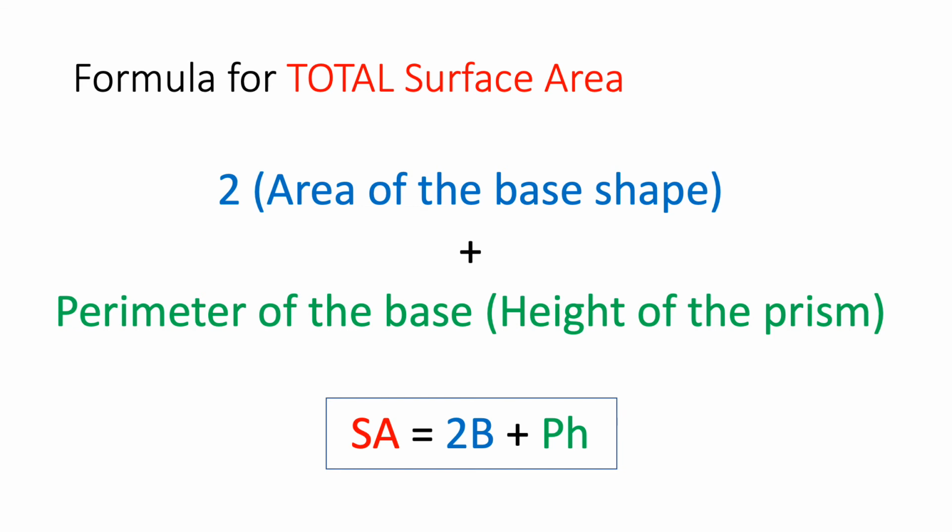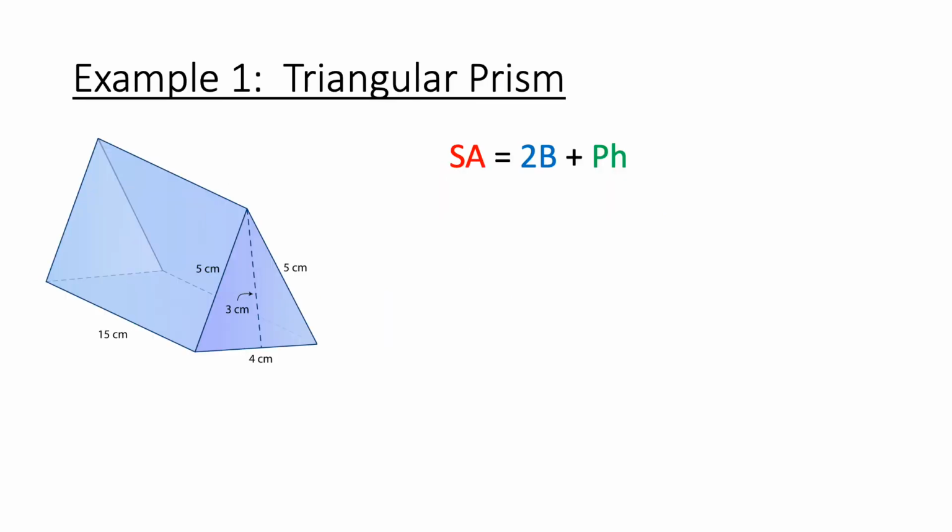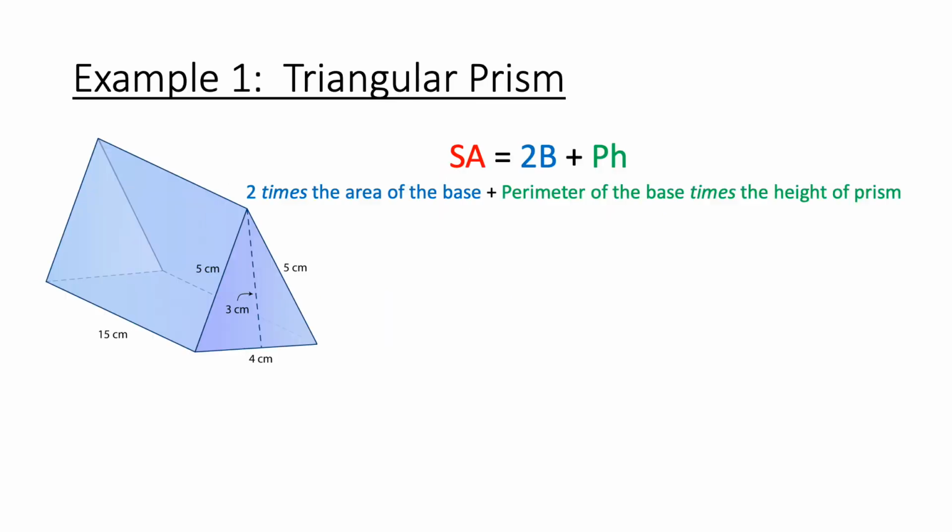If we write this out now in full mathematical form, you see that the total surface area is equal to 2 times capital B, or the area of the base shape, plus the perimeter of the base times the height of the prism. Let's look at an example using this formula.